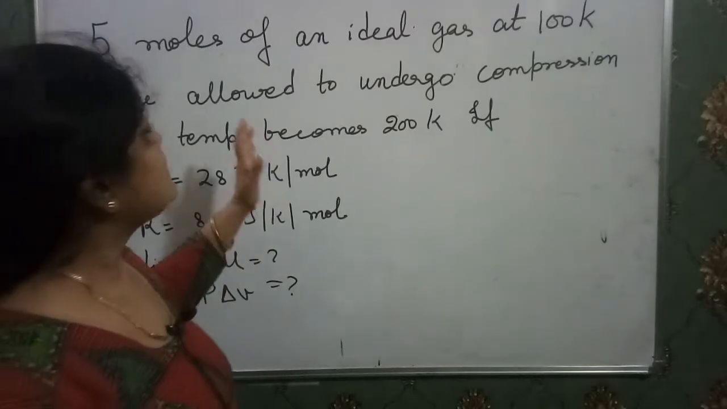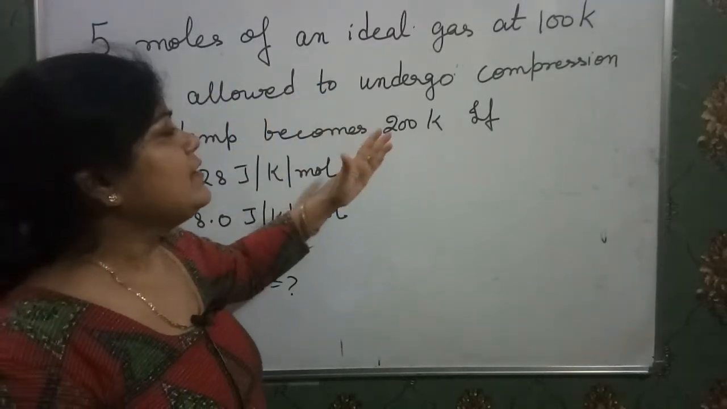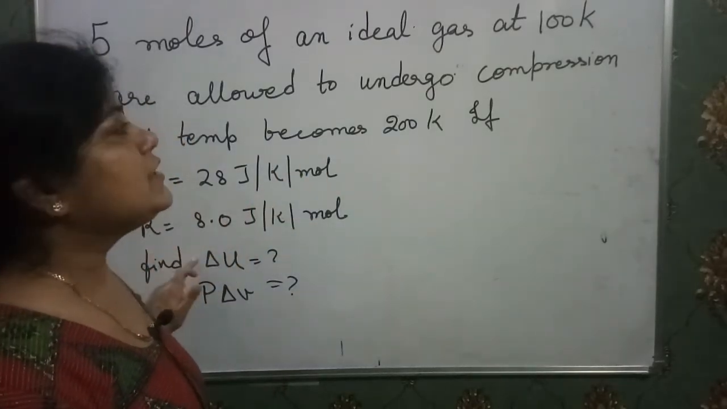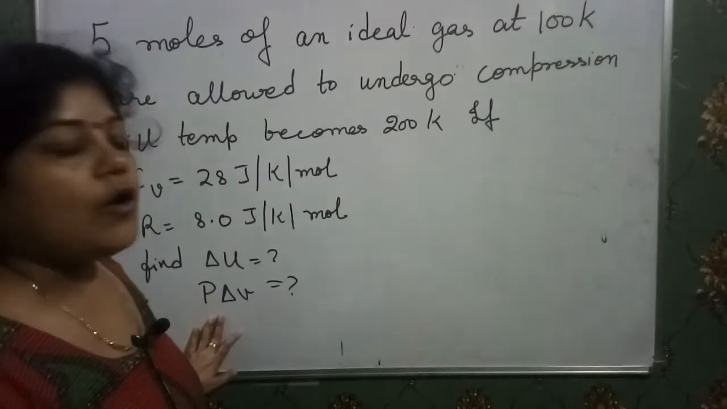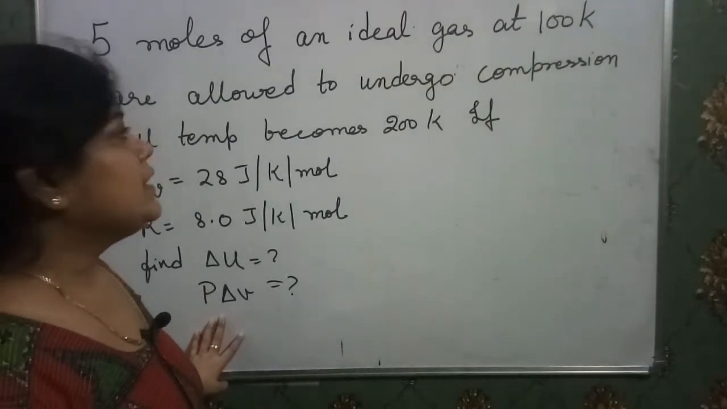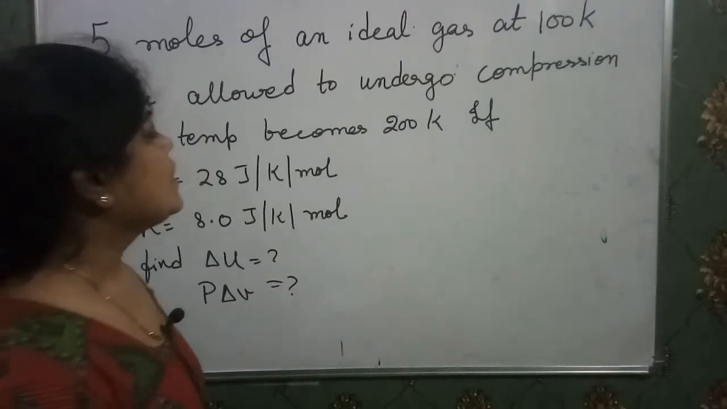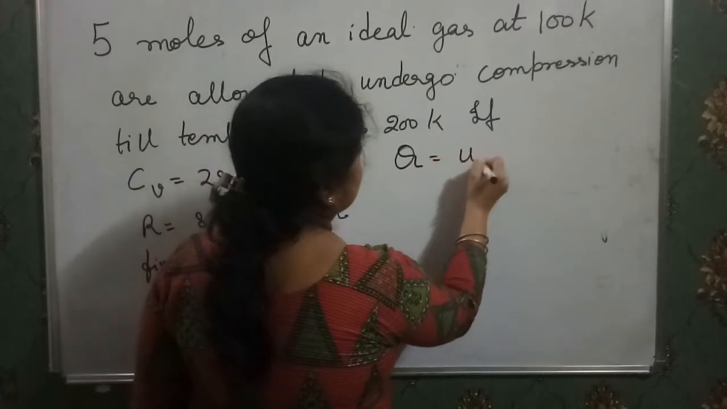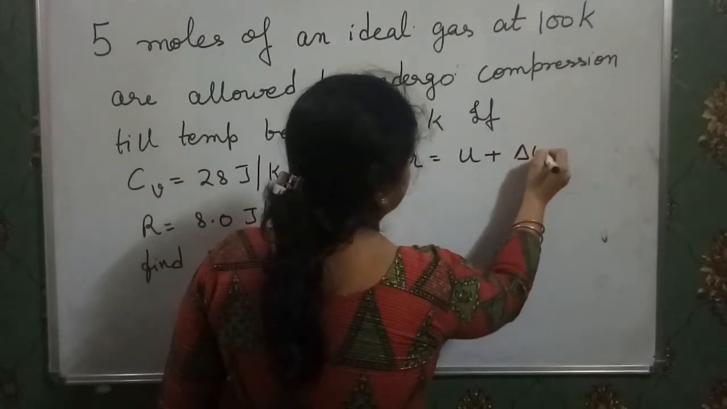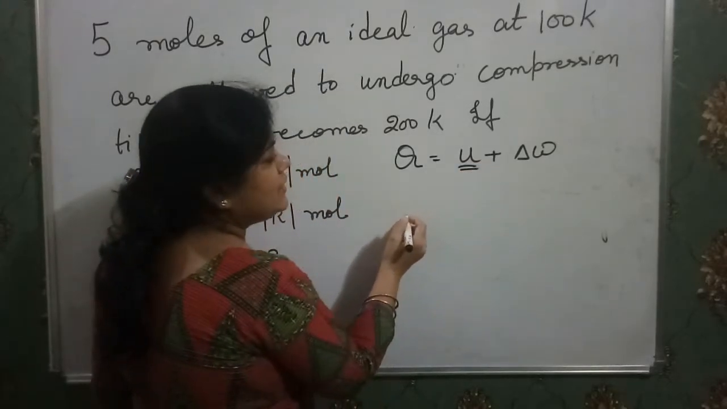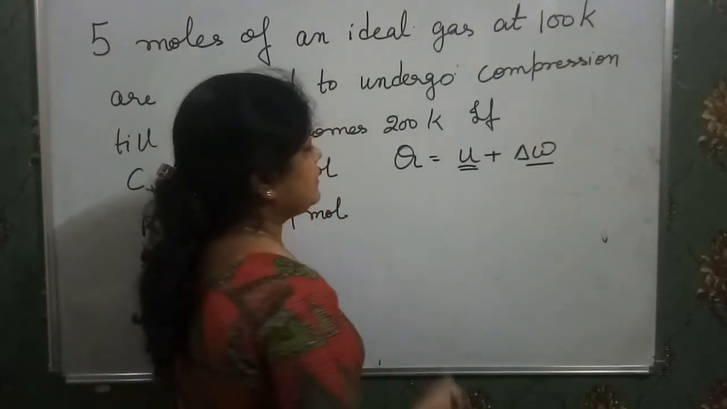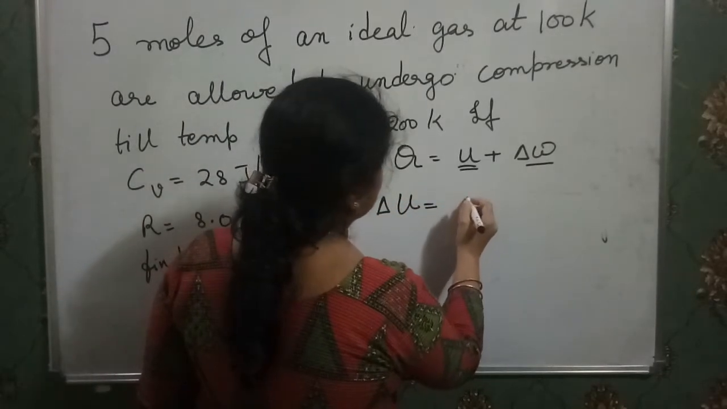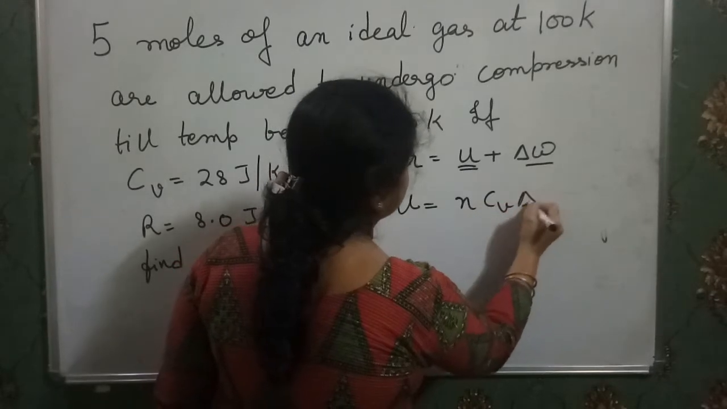That means when a gas is at temperature 100 Kelvin and goes up to 200 Kelvin, we have to find the change in internal energy of the system and how much work is done. So how do we do that? We know from the first law of thermodynamics, Q is equal to U plus W, where U is the internal energy and W is the work done.